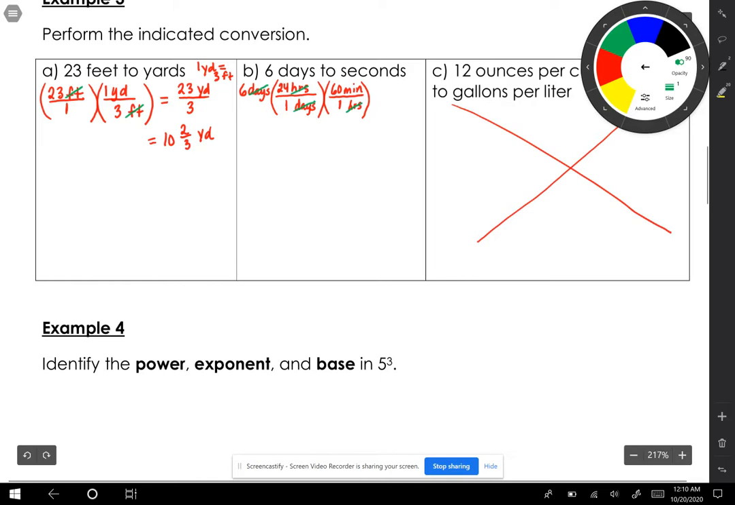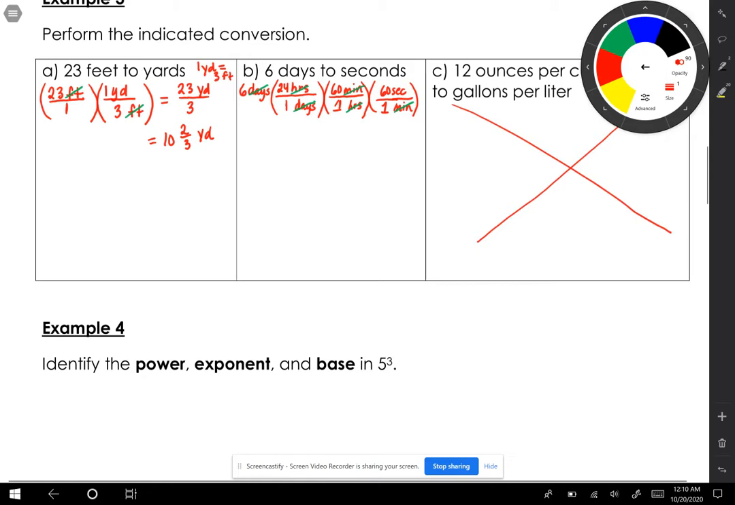Last thing we need to do is get rid of the minutes because our final answer has to be in seconds. So the minutes have to be in the denominator in order to cancel the minutes that are in the numerator. And there are 60 seconds in 1 minute. And so we are left, everything we've canceled in green, and so we see what's left.